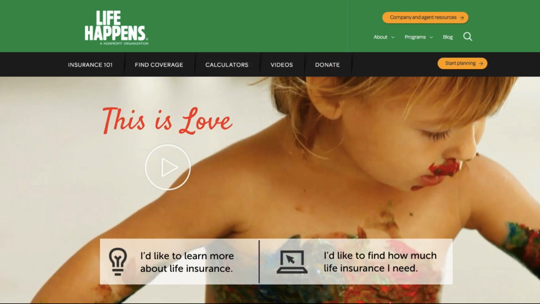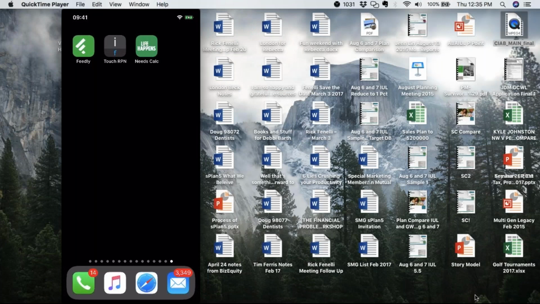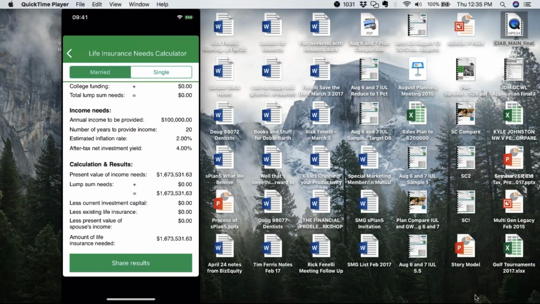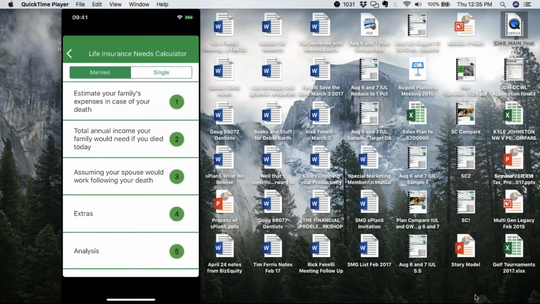So I'm going to flip over to my phone, and this is the app that I am talking about, the one right here that says Life Happens. I'm going to go there, and I'm going to go to calculate your needs. So this is the landing page, and this is calculating your needs. And I'm going to go through a typical example, but I'm going to leave out most of everything except the income need, and you'll see what I mean.